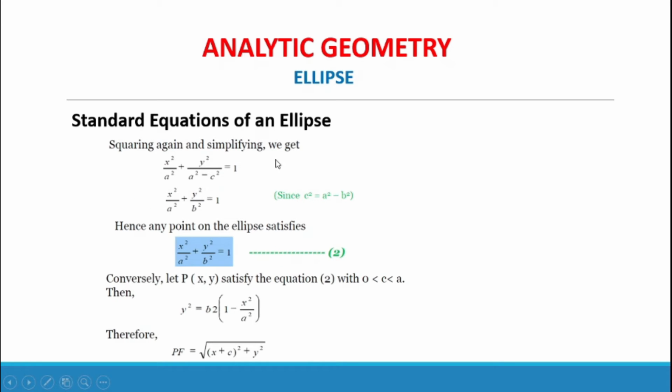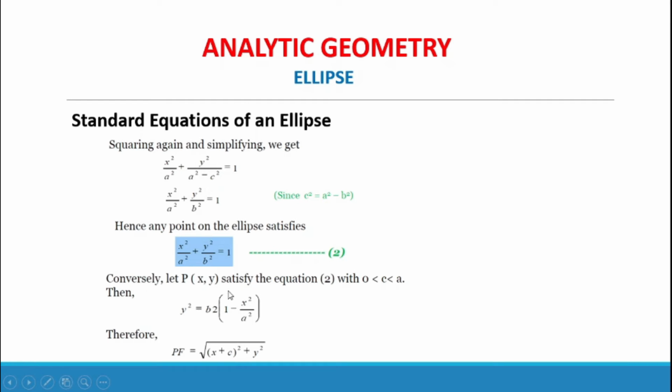Squaring again and simplifying, we get x squared over a squared plus y squared over (a squared minus c squared) is equal to 1. Since c squared is equal to a squared minus b squared, thus x squared over a squared plus y squared over b squared is equal to 1. Hence, any point on the ellipse satisfies x squared over a squared plus y squared over b squared equals 1, and that's the equation of an ellipse if the center of the ellipse is at the origin.